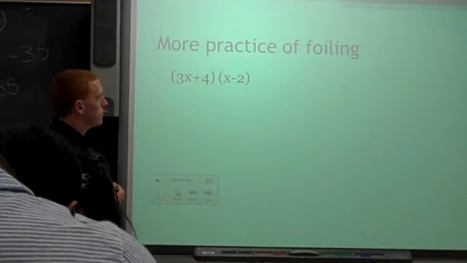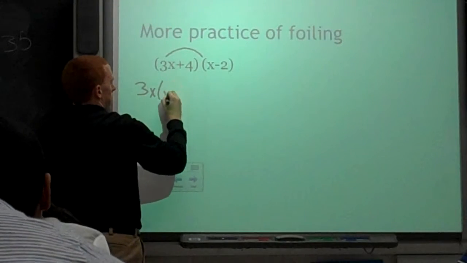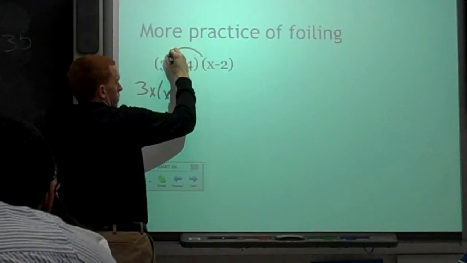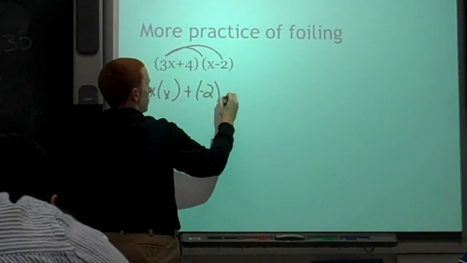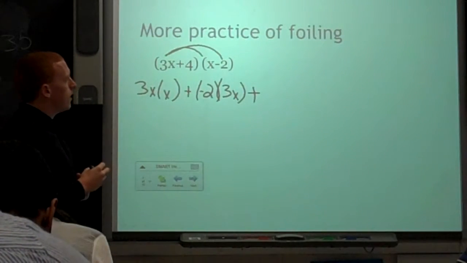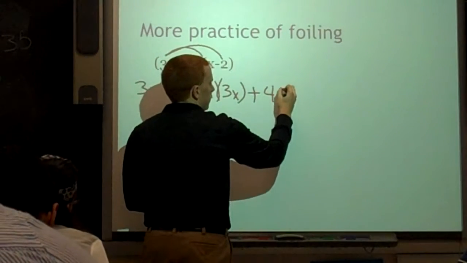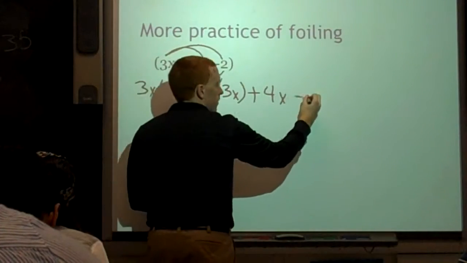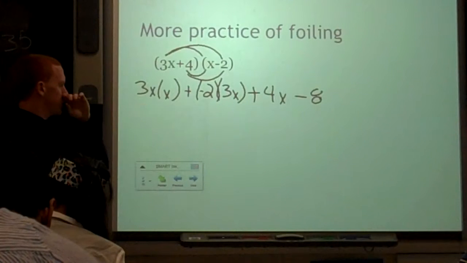First, which ones are first? 3x and x. So I'm going to write that out, 3x times x. Alright, and the next? 3x and negative 2. So I'm going to put plus negative 2 times 3x. Plus now the inner, 4x, yes. 4 times x. And then last, negative 8.